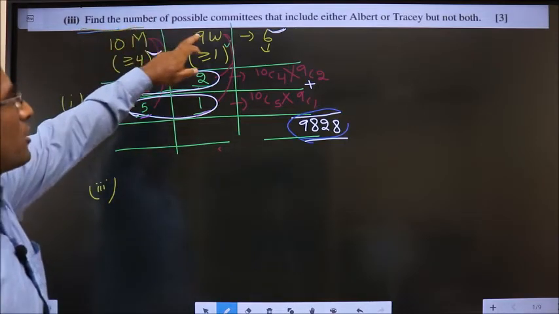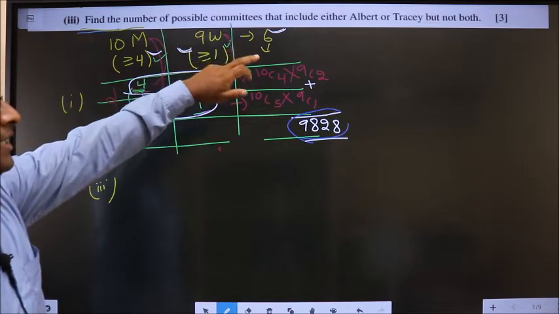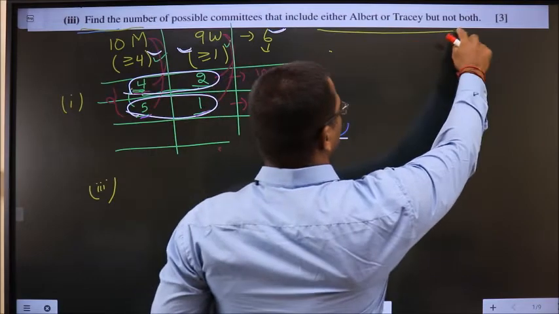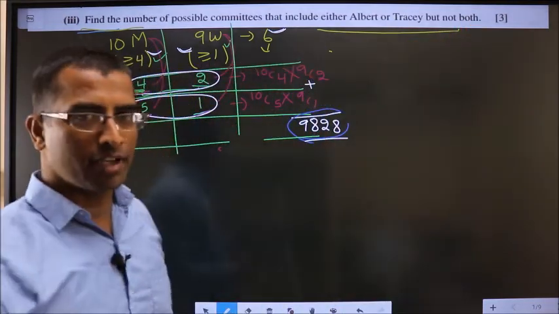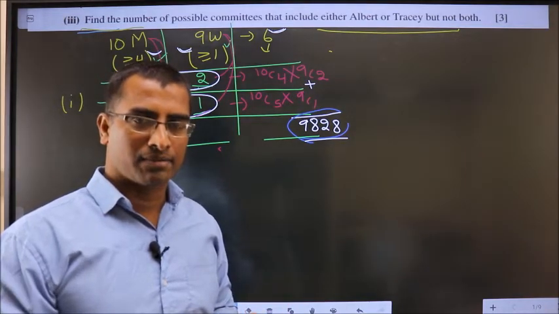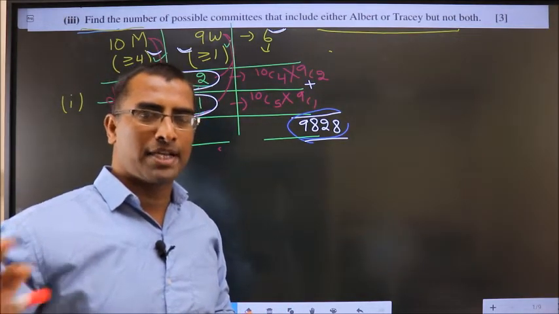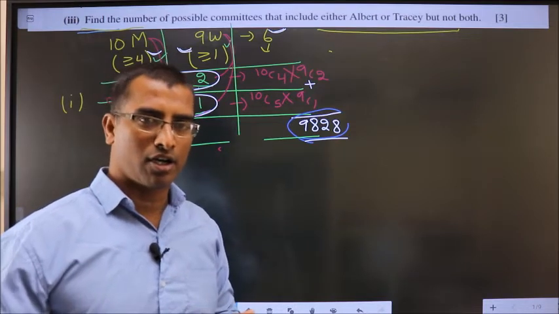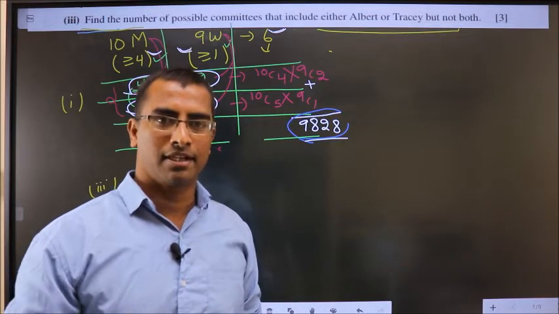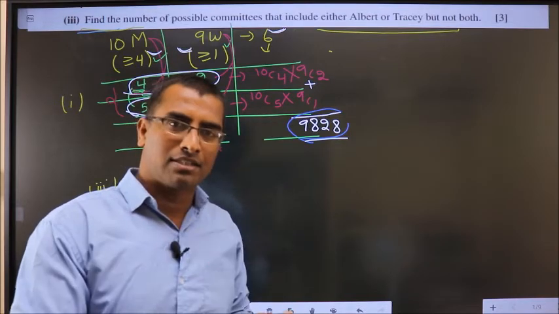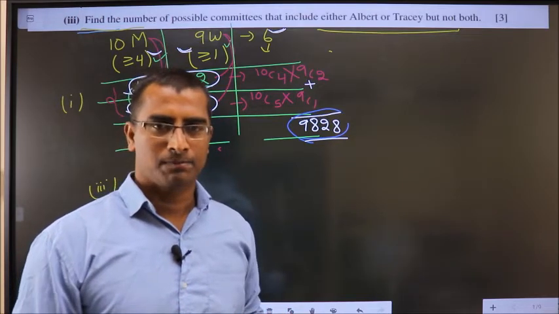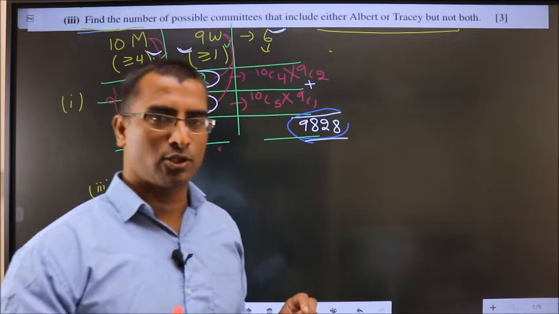Find the number of possible committees that include either Albert or Tracy but not both. What did you understand from this? Other way of saying that is, when Albert is selected in the selection, Tracy should not be present. Okay. Or when Tracy is there in the selection, Albert should not be present. Clear? At one instance, any one of them only has to be present. Clear? So let us consider these two situations.